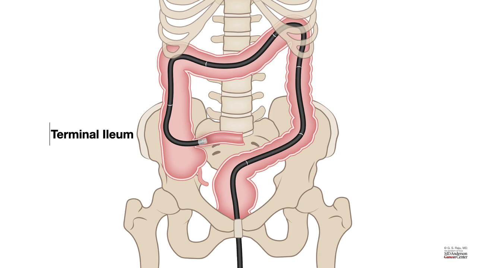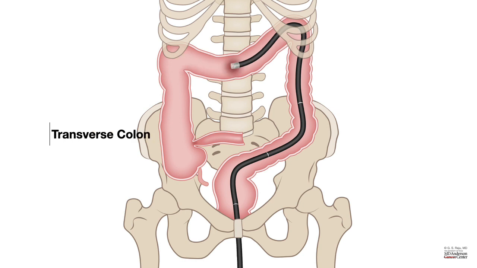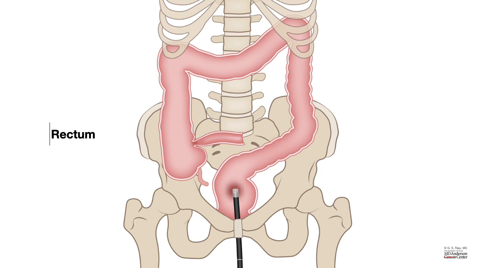As we pull back the scope from the terminal ileum, we go to the ascending colon, then the hepatic flexure, and this is under the liver, and this is the bend where the ascending colon takes a bend and goes to the transverse colon. Under the spleen, another bend, the splenic flexure, descending colon, sigmoid colon, rectum. Upper portion of the rectum, lower portion of the rectum.